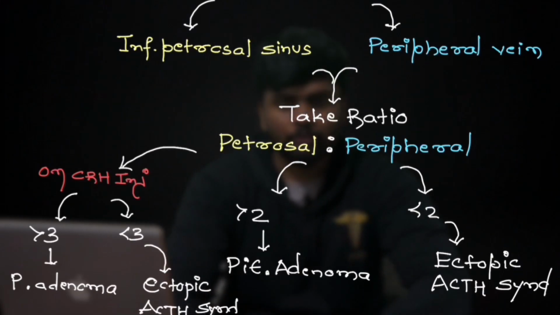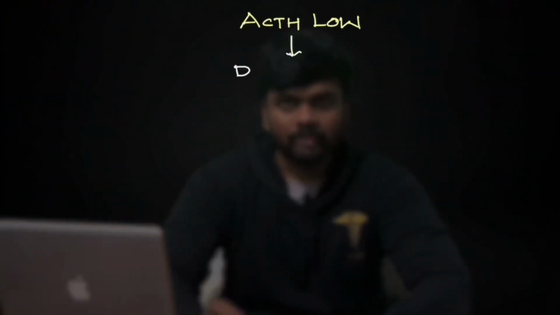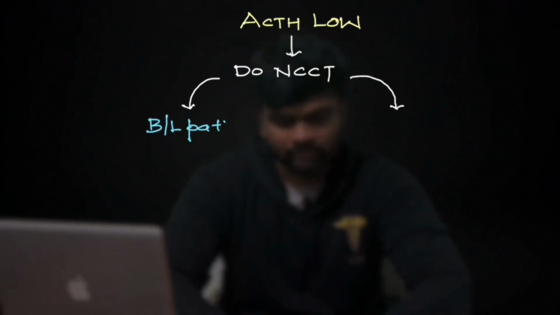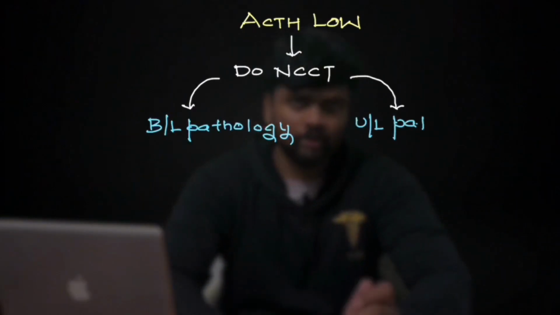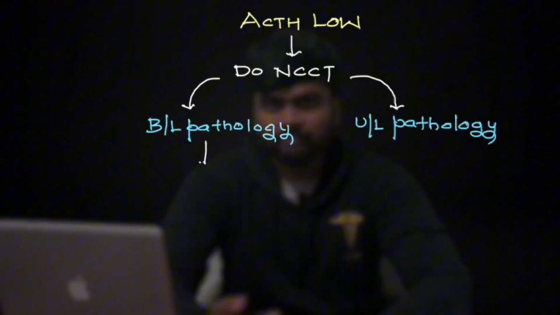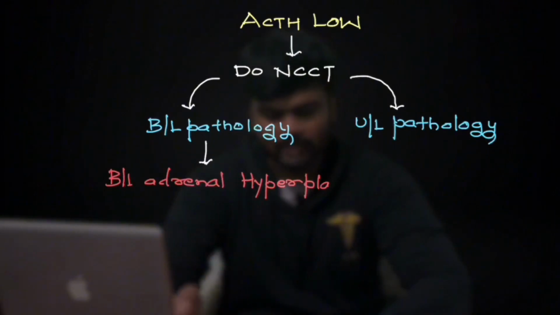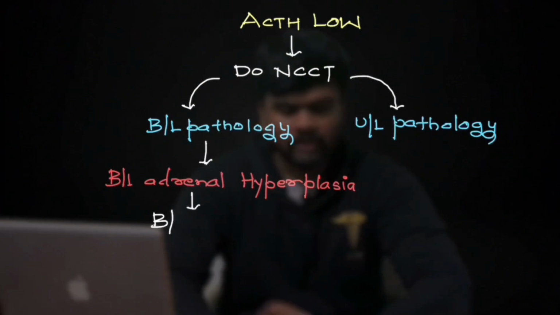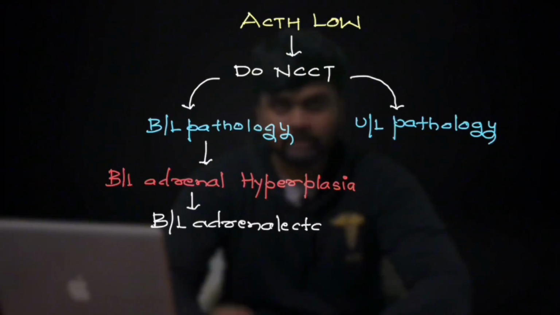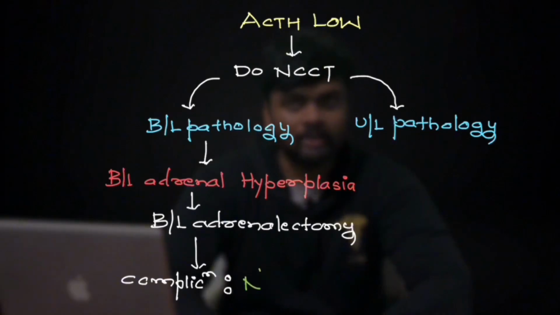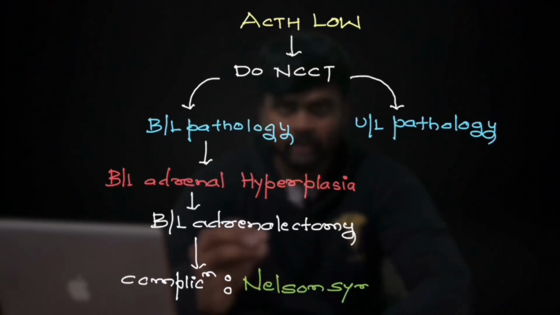Now let's study what if ACTH is low. If ACTH is low, we have to do NCCT. Once we do NCCT, we can get two types of lesions: unilateral pathology or bilateral pathology. If there is a bilateral pathology, we say it is bilateral adrenal hyperplasia. In this situation, bilateral adrenalectomy has to be done. Some patients after having bilateral adrenalectomy will develop something called Nelson syndrome.